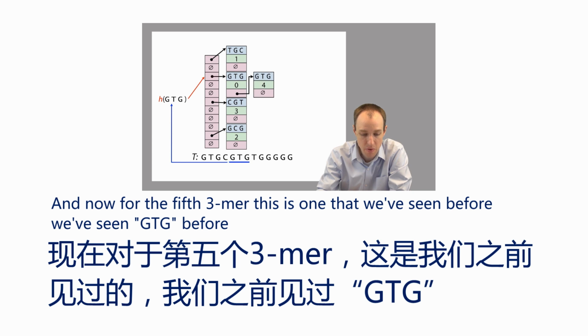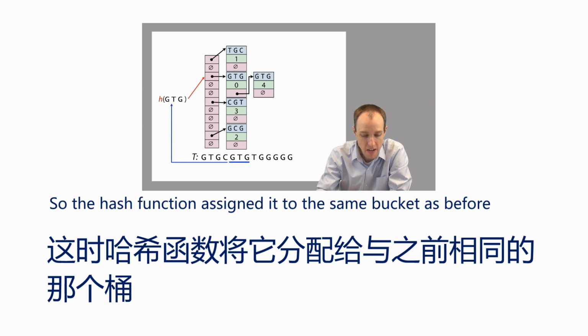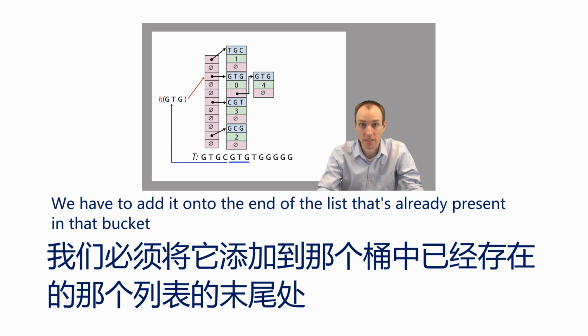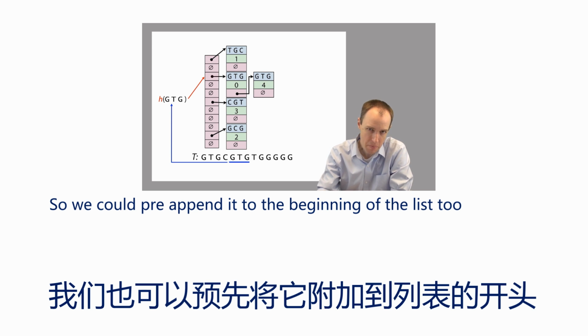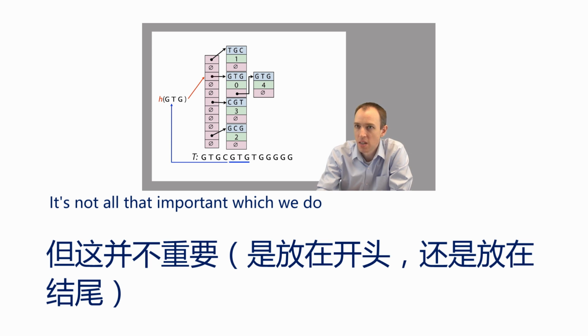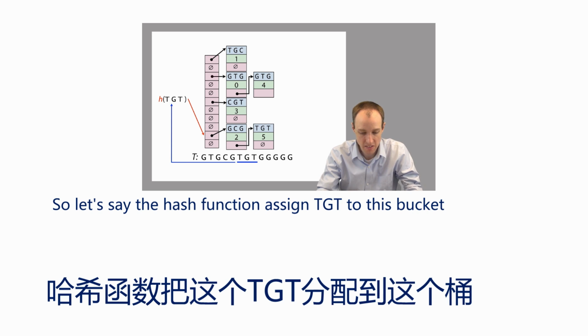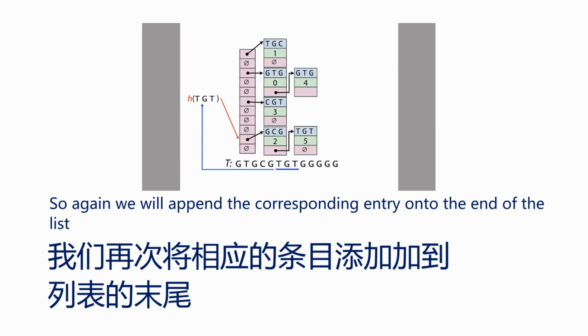And now for the fifth threemer, this is one that we've seen before. We've seen GTG before, so the hash function assigns it to the same bucket as before. And since there's already an entry in that bucket, we have to add it onto the end of the list that's already present in that bucket. We could have prepended it to the beginning of the list too. It's not all that important which we do. So moving on, the next threemer is TGT. Let's say the hash function assigns TGT to this bucket. So again, we'll append the corresponding entry onto the end of the list.